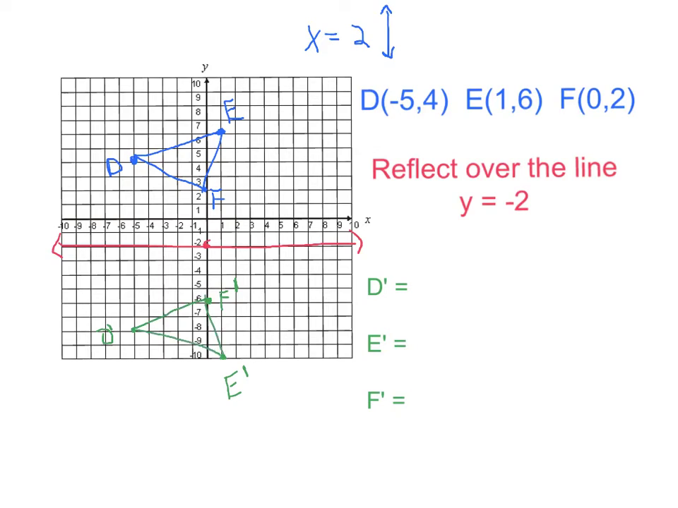And then let's label our new points. D prime is at the point -5, -8. E prime is at 1, -10. And then F prime is at 0, negative 6. All right, let's do one more example together, and then you can do the rest of the worksheet on your own.